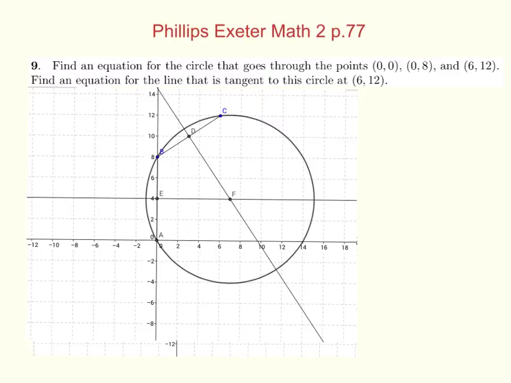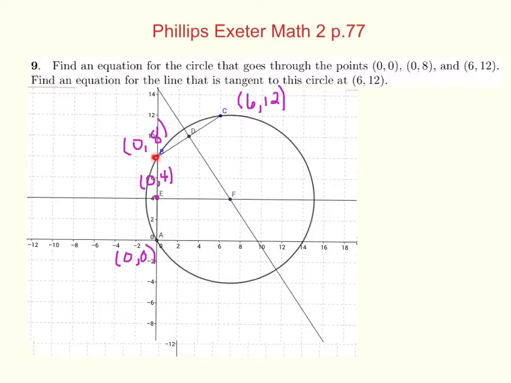So we have A here is (0, 0). We have B as (0, 8), and we have C as (6, 12). Okay, if we want to find the perpendicular bisectors to those chords, what am I going to need first of all from those chords? The midpoint. So can I find this midpoint E? That one's a pretty easy one, right? What's that point? (0, 4). So that is the midpoint between (0, 0) and (0, 8).